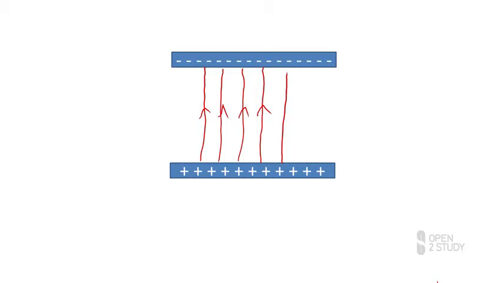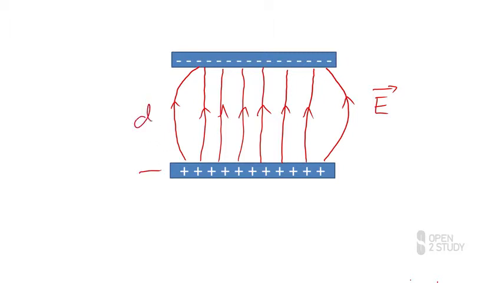As we get towards the edges of the plates, things aren't quite so symmetric, and we'll try to avoid that area, but in fact the field will start to bulge out a little bit as I've drawn just there. It still points from the positive towards the negative, but it's not quite as uniform. So there's our electric field. In this case it points from down to up across our page. Now, let's say these plates here are a distance d apart.